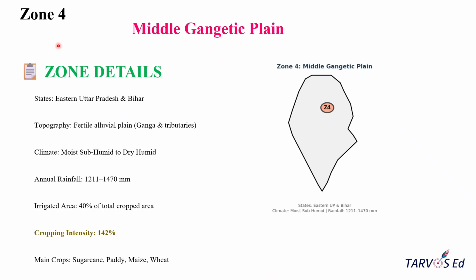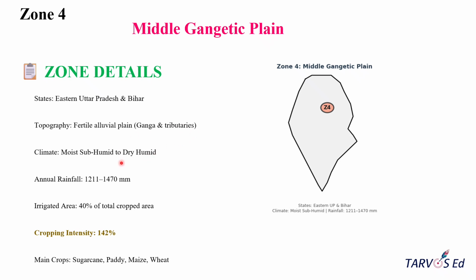Next is zone 4, the Middle Gangetic Plain. Before, we saw the Lower Gangetic Plain. Now we are moving on to the Middle Gangetic Plain. This area covers eastern Uttar Pradesh and Bihar. The topography here is a very fertile alluvial plain, mainly formed by the Ganga and its tributaries, which makes it very good for agriculture.